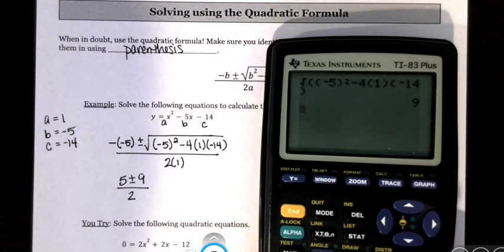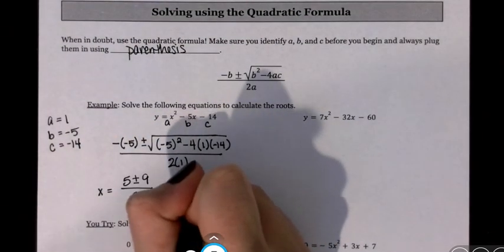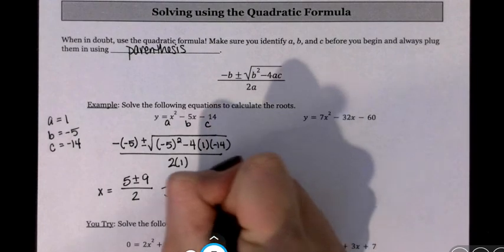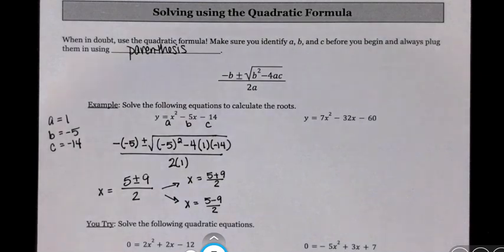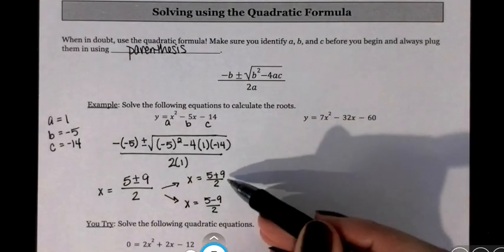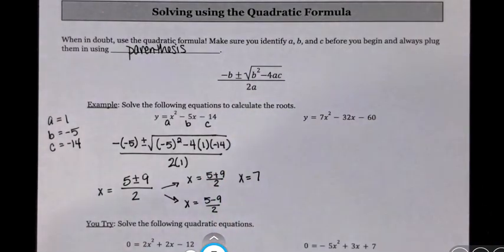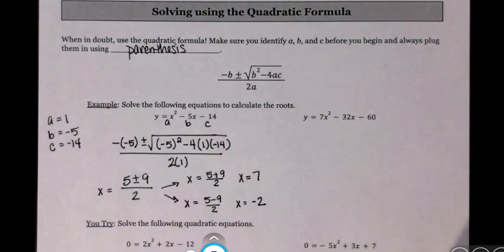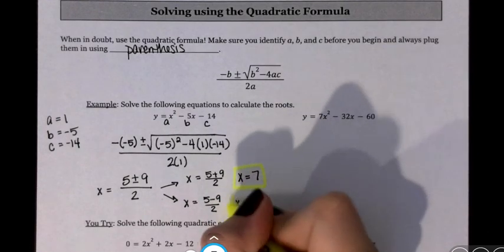So move this out of the way. When I simplify this, I'm going to break this apart, and I'm going to do 1 with the plus and 1 with the minus. So 5 plus 9, that is 14. 14 divided by 2 would give me 7. 5 minus 9 is negative 4. Well, negative 4 divided by 2 is negative 2. So we found 7 and negative 2.